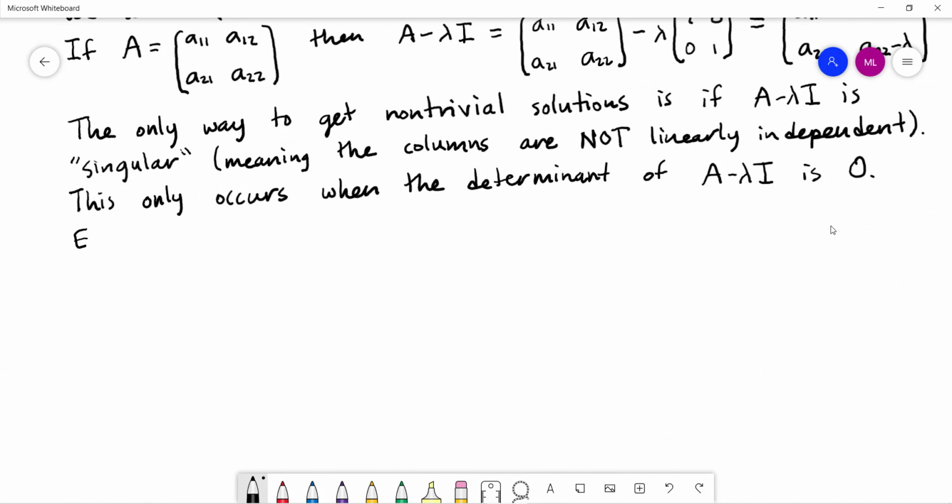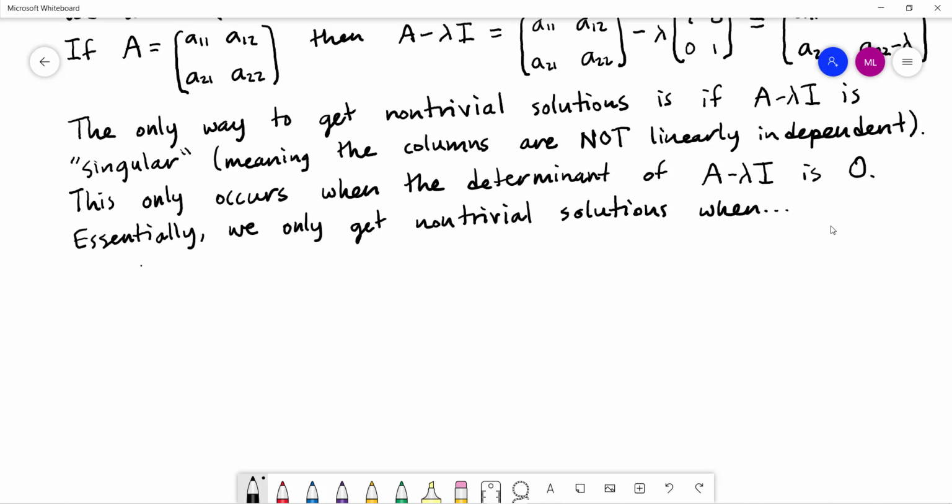So essentially, all this boils down to is we only get non-trivial solutions when the determinant of A minus lambda I equals 0. So this is the form that we're going to write this in. DET stands for determinant of this matrix. And again, we've computed that determinant.